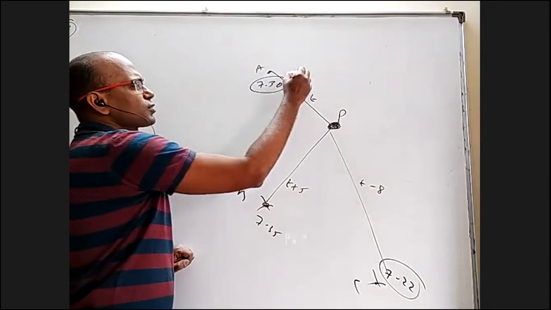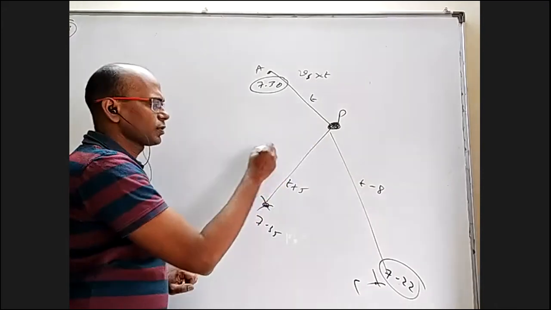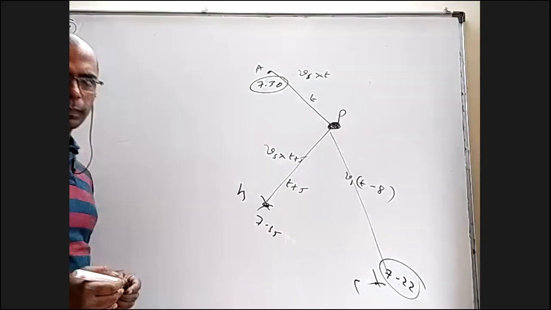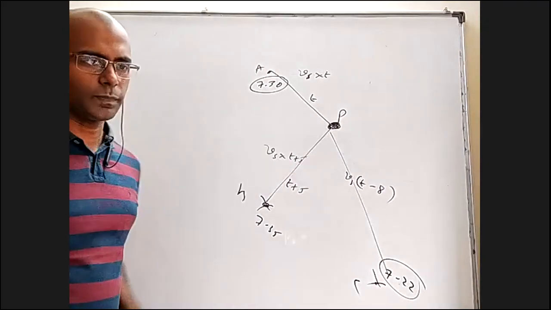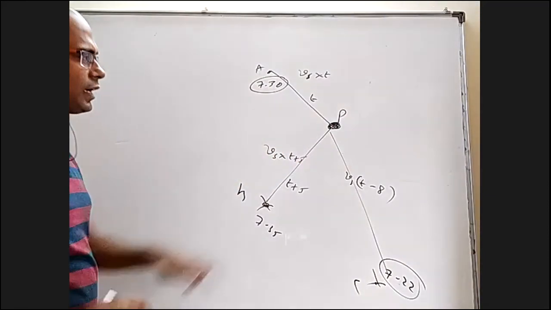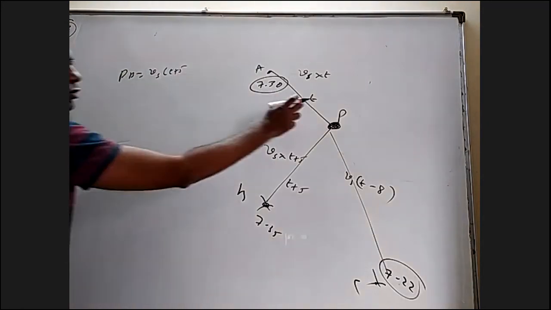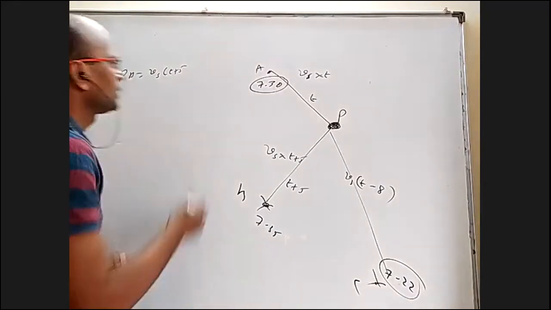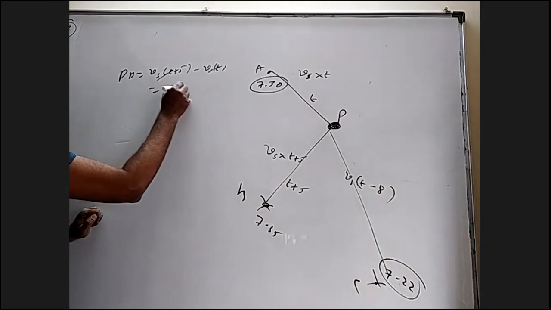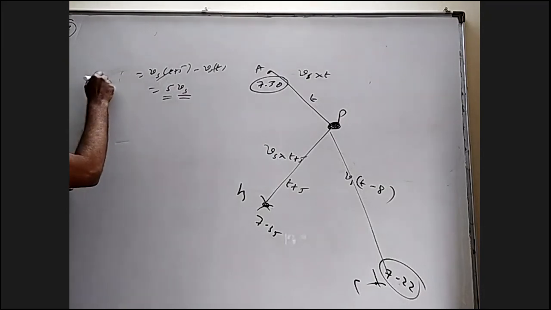Then this distance should be velocity of sound into T. This distance should be velocity of sound into T plus 5. This is velocity of sound into T minus 8. I don't know where P is, but I know PB minus PA. Why? My PB is the velocity of sound into T plus 5, and T is not known to me, minus the velocity of sound into T. When I cancel this, I'll get 5 Vs. I know the velocity of sound, I know 5. So I got PB minus PA.